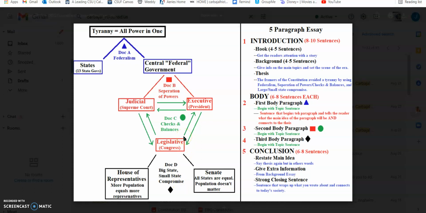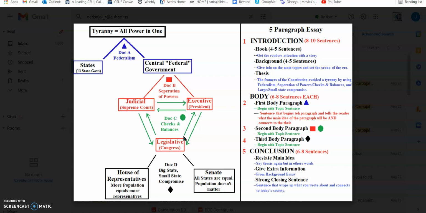Hey guys, so this video is going to be covering the introduction paragraph of your DBQ essay. As a reminder, the essay question that we're going to be answering is how did the Constitution guard against tyranny? When we go into our introduction paragraph, it's going to be exactly that. It's an introduction. It's going to have a hook that is going to capture the reader's attention to continue reading. Then it's going to give a background. And then after the hook and the background, it's going to give the answer to the question, which is the thesis.